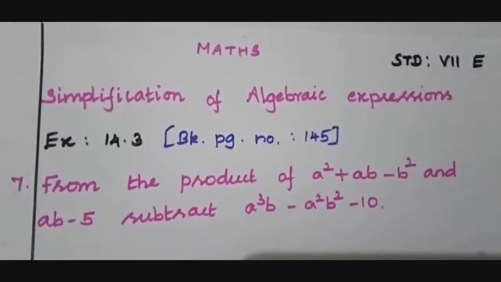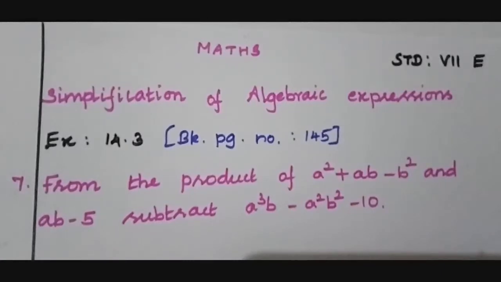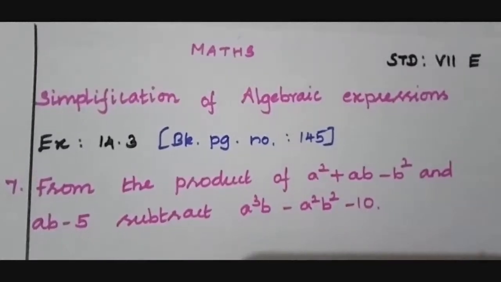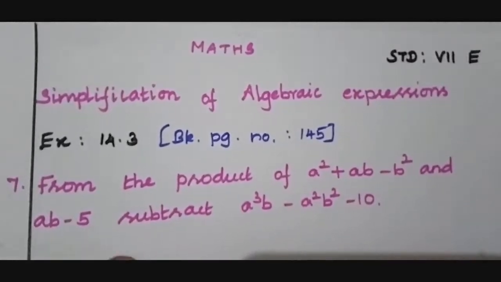Yes. Exercise 14.3 in your book, page number 145, 7th question. From the product of a square plus ab minus b square and ab minus 5, subtract a cube b minus a square b square minus 10. Let us solve this one.